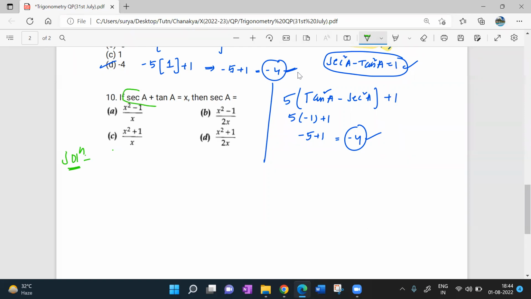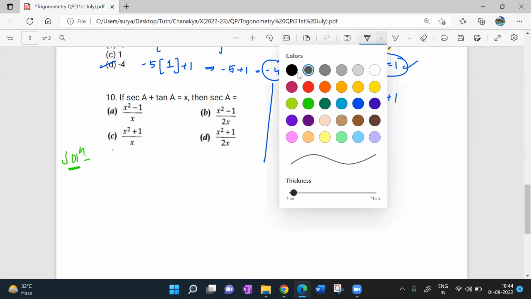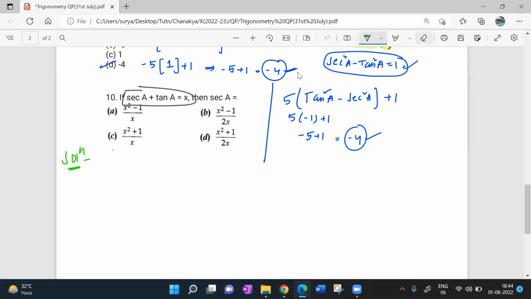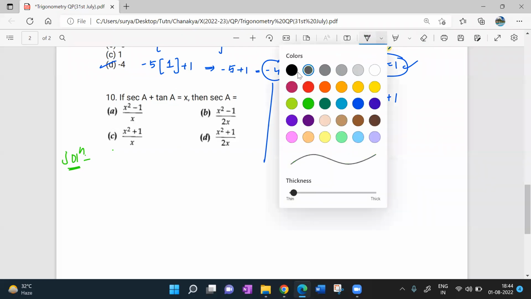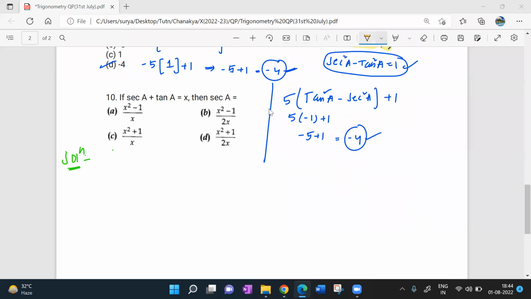Look at this: secant A plus tan A is equal to x. Can you see this green color? Sorry, sir, I had a unit test today. Okay, no problem, Akshara. You must go through this recording, because we have discussed a wonderful concept. What he has given here is that secant A plus tan A is equal to x.